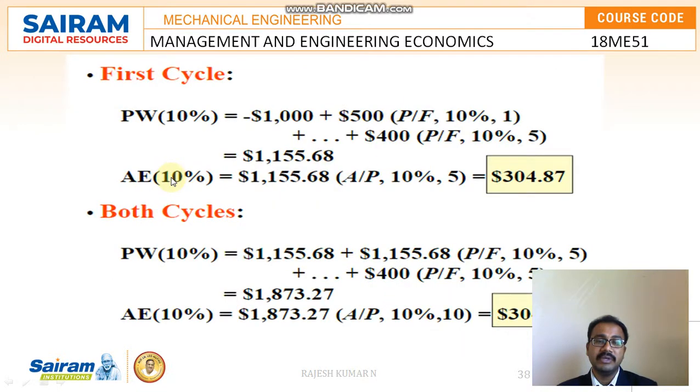So the annual equivalent worth, for the 5 years, again at 10%, is supposed to be $304.87 for the cycle. If I want to calculate for this cycle and this repeated cycle, of course the values are the same. So the present worth will become $1,873.27, and the annual equivalent worth will be 304.87. So we can see this annual equivalence is the same for both the cycles, but only the present worth value is different.